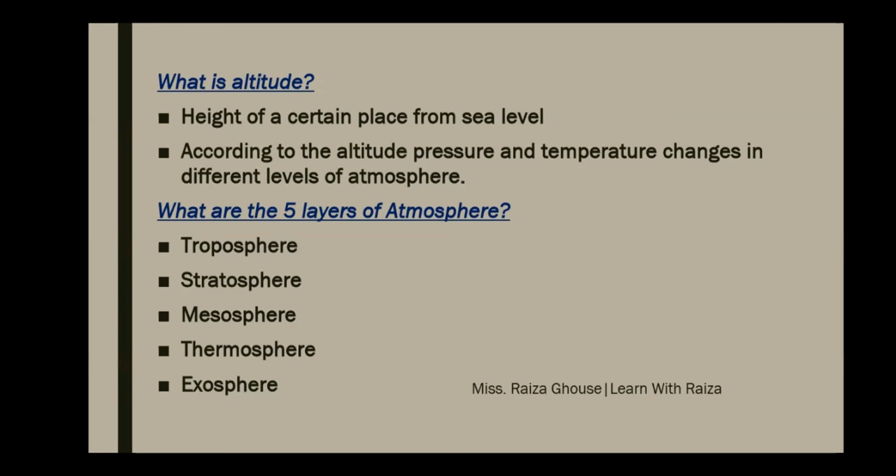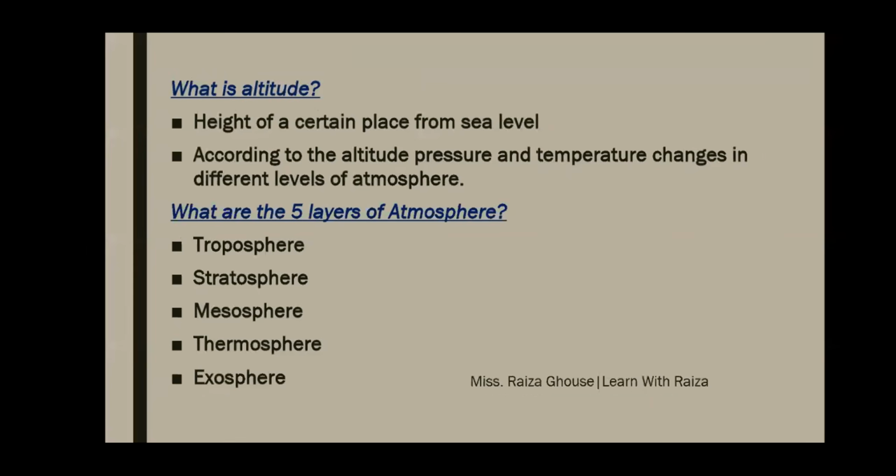Altitude means the height of any place from the sea level. So when this altitude changes, pressure and temperature also change. Based on that only, our atmosphere is divided into 5 layers. The 5 layers of our atmosphere are the troposphere, stratosphere, mesosphere, thermosphere, and exosphere.